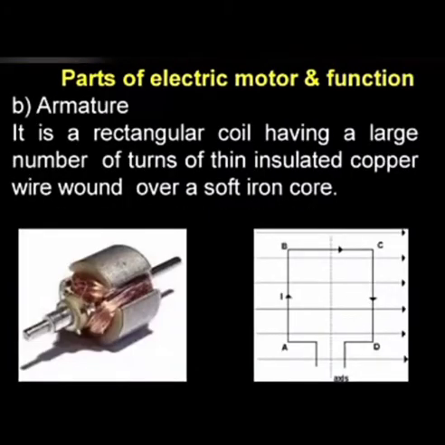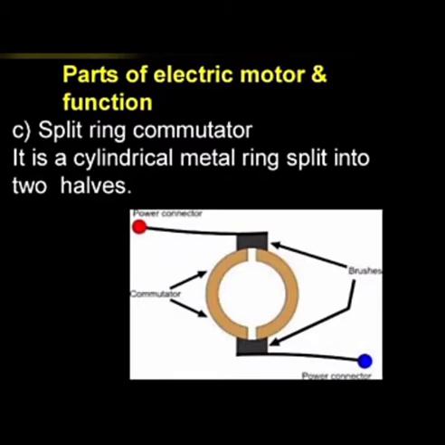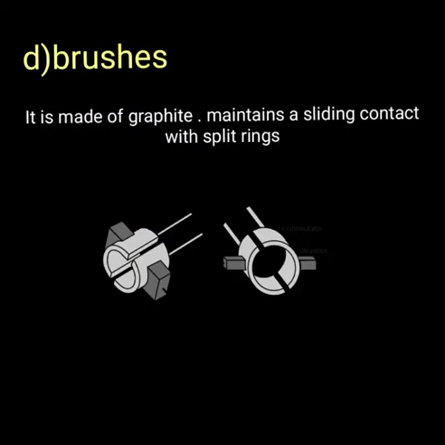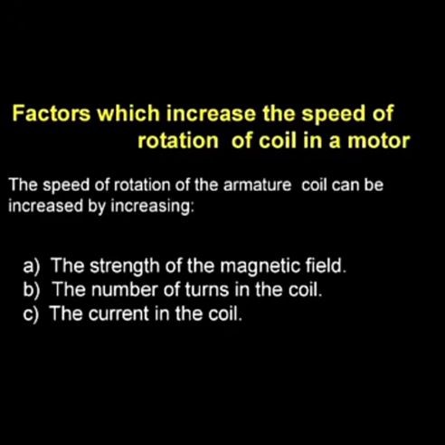And second one is an armature. It is a rectangular coil having a large number of turns of thin insulated copper wire wound over a soft iron core. And third one is split ring commutator. It is a cylindrical metal ring split into two halves. And the fourth one is brushes. It is made of graphite. It maintains a sliding contact with a split ring.